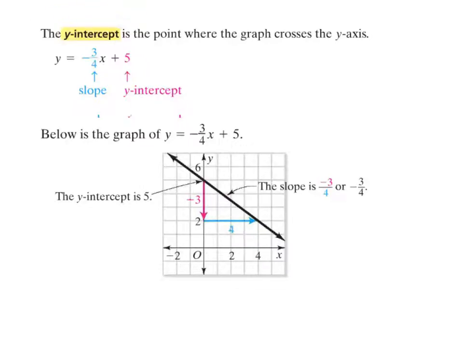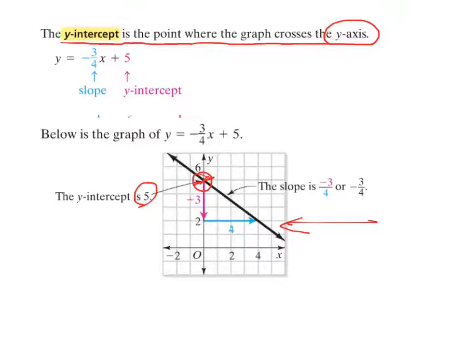Let us understand what we mean by y-intercept. The y-intercept is the point where the graph crosses the y-axis. Look at this line on this graph. This line is crossing the y-axis at this point. What is this point? It is 5. So the y-intercept of this graph is 5. So what do we mean by y-intercept? Y-intercept is the point where the graph crosses the y-axis.